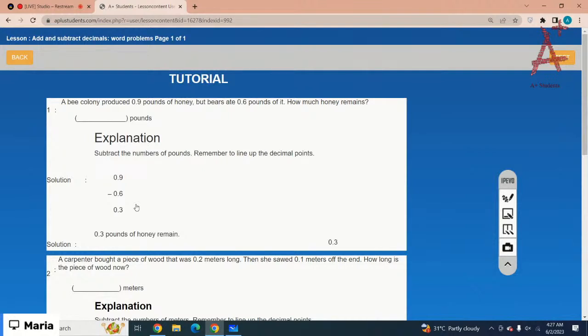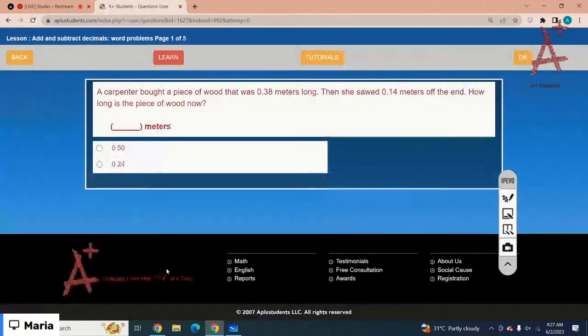Okay, let's just start with the practice questions. A carpenter bought a piece of wood that was 0.38 meter long. Then he sawed 0.14 meter off the end. How long is the piece of wood now?